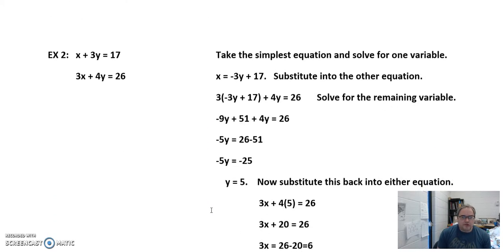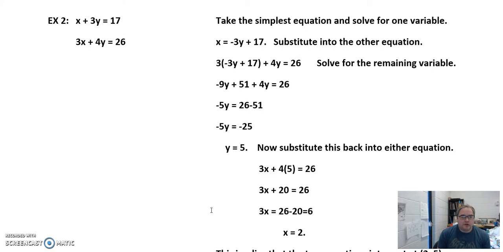So I'm going to go to example 2. So we get on there. Okay, example 2, here's my system. Take the simplest equation and solve for one variable. And simplest would be this one because there's just a 1 in front of the x. So if I take that equation and solve it for x, that's what's happening here. I get x equals negative 3y plus 17.